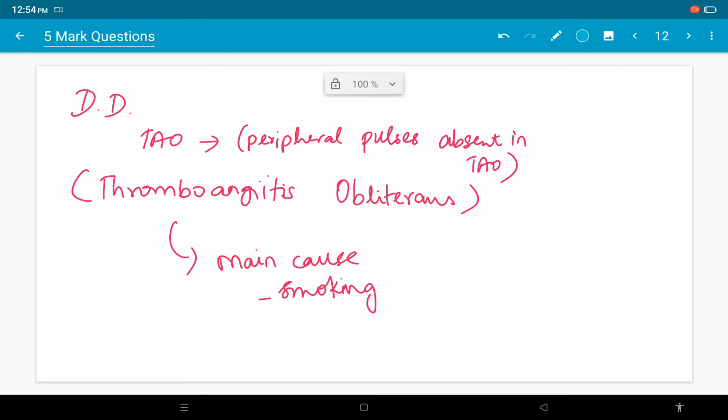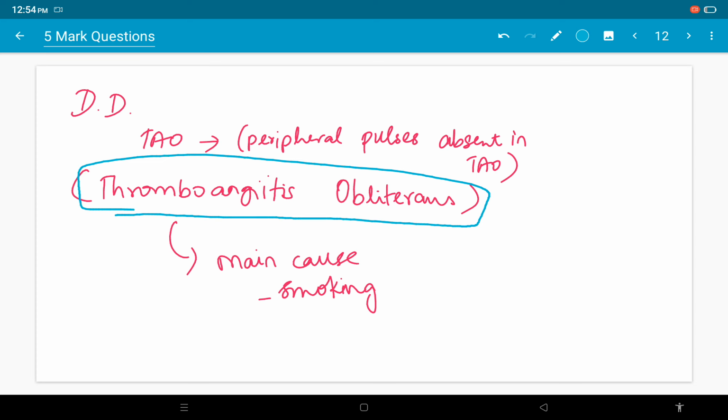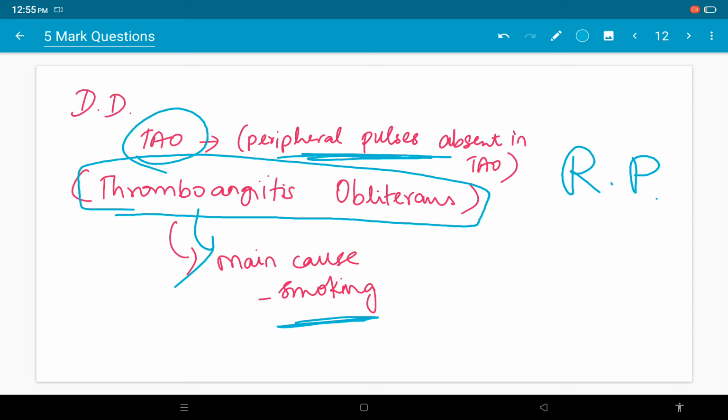Differential diagnosis: thromboangiitis obliterans is another peripheral vascular disease. TAO is mainly caused by smoking. In TAO, peripheral pulses are usually absent, but in Raynaud's phenomenon, peripheral pulses are present. So the differential diagnosis should be based on this. Other factors also differentiate TAO. We'll see about those factors in the video on TAO.